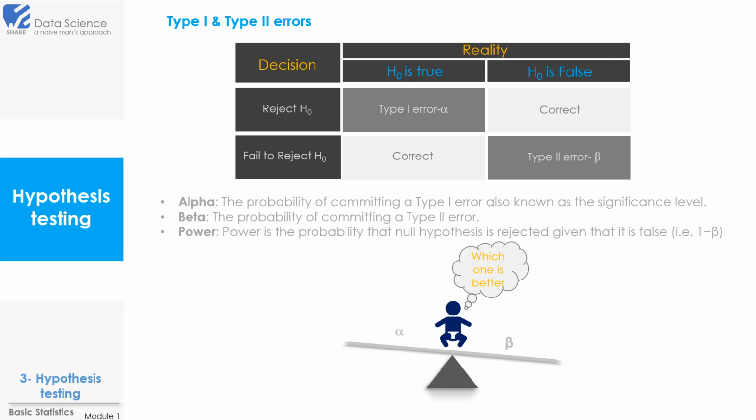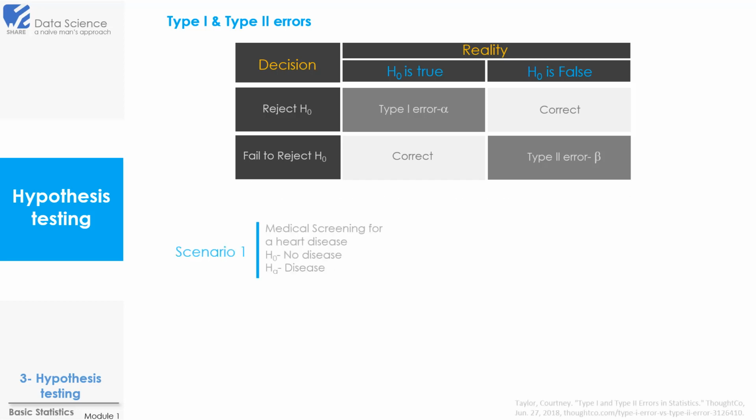So let's understand this with the help of an example. Suppose in scenario 1, we are doing medical screening of patients for a heart disease, and we are testing our hypothesis as: the null hypothesis is there is no disease, and the alternate hypothesis is the person has a disease. In this case, the type 1 error would be we reject the null hypothesis even though it was true. Hence, we wrongly classified a person having no heart disease as a heart patient.